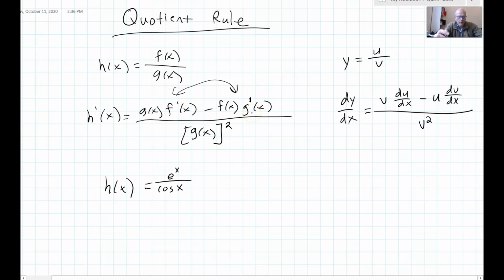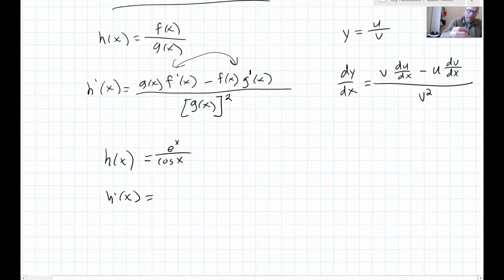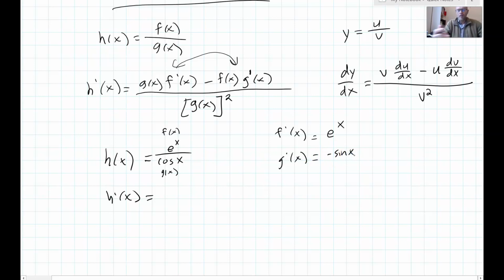Okay, so let's apply this to this one, this h of x. If I'm taking the derivative of this, I'll use this notation this time because I haven't used it yet. In this case, this is like my f of x, and that's like my g of x. So I could go to the side here and say f prime of x would have to be e to the x, dx dx, which is just 1. And g prime of x would be negative sine x.